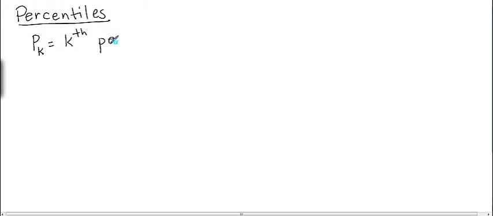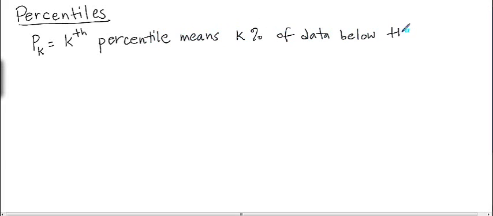Okay, let's look at how to calculate percentiles. I'm going to use the notation that's in the book. That's P sub k, the kth percentile, where k can be any number. And the kth percentile, remember again the definition of percentile, means k percent of the data is below this point, whatever the percentile is.